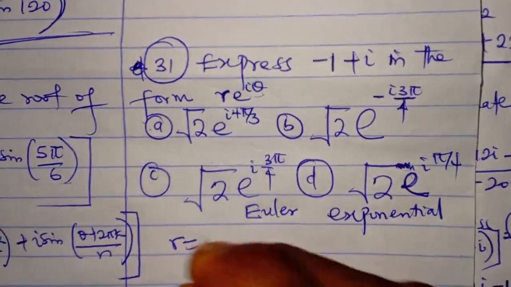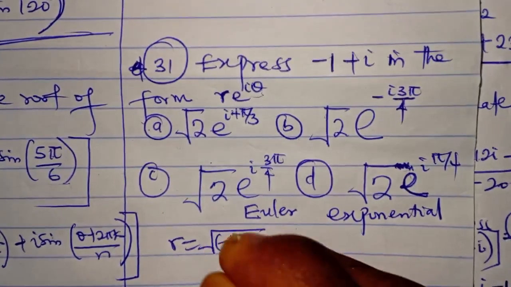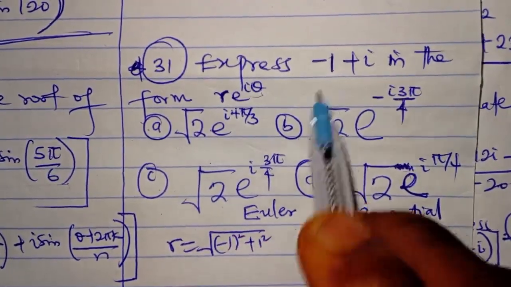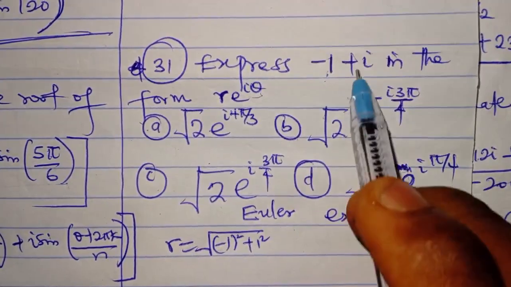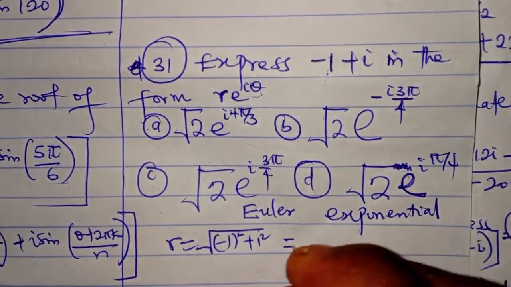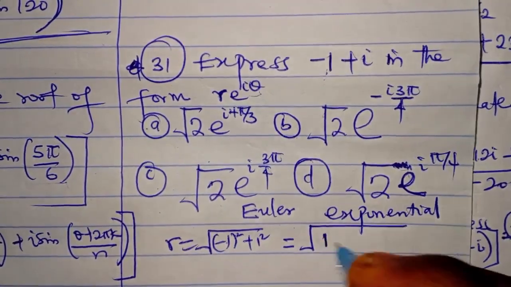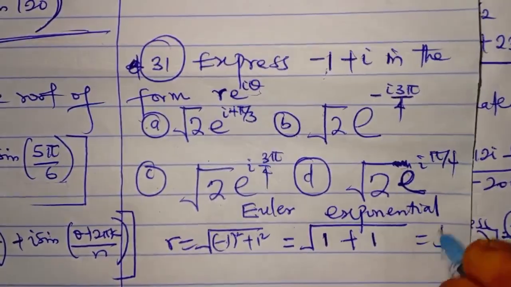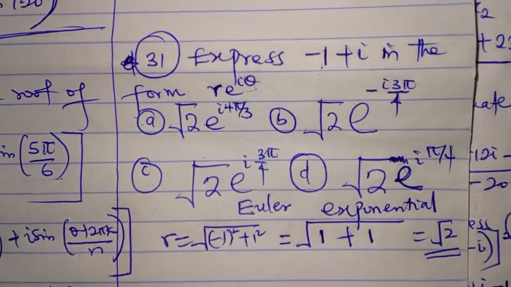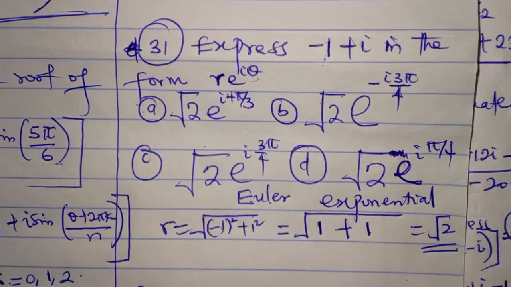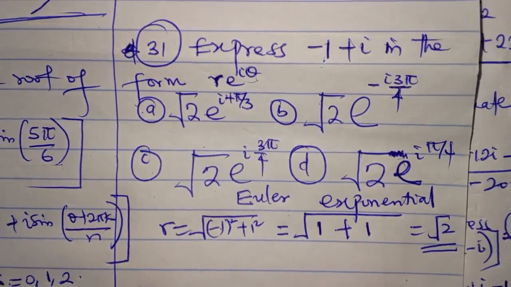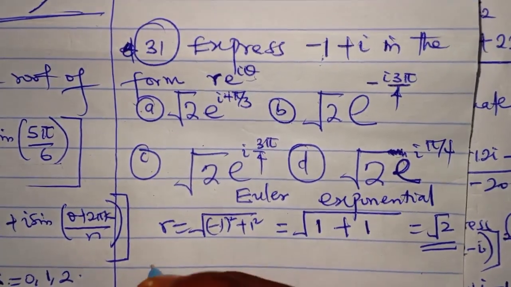The modulus is the square root of minus 1 squared plus 1 squared. Square this one, then square the coefficient of i. Minus 1 squared is 1. 1 squared is 1. And this will give me root 2. So the modulus of the complex number is actually root 2. What is the argument? Theta.